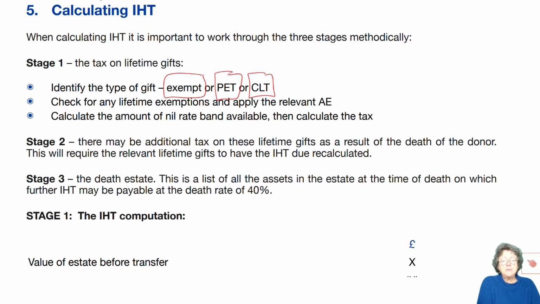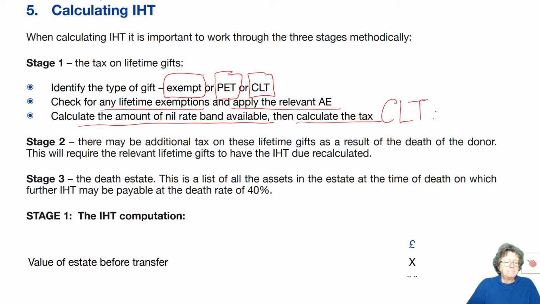Because every time you do that, you're going to get half a mark. IHT, this is the first time that it's tested. It is important that you simply state the obvious. There are lots of marks to be had for that. Now, then you check any lifetime exemptions and apply the relevant annual exemptions. Calculate the amount of the nil rate band available, which we'll look at in a moment, and then work out the tax. And the tax is only on the CLTs at this stage.